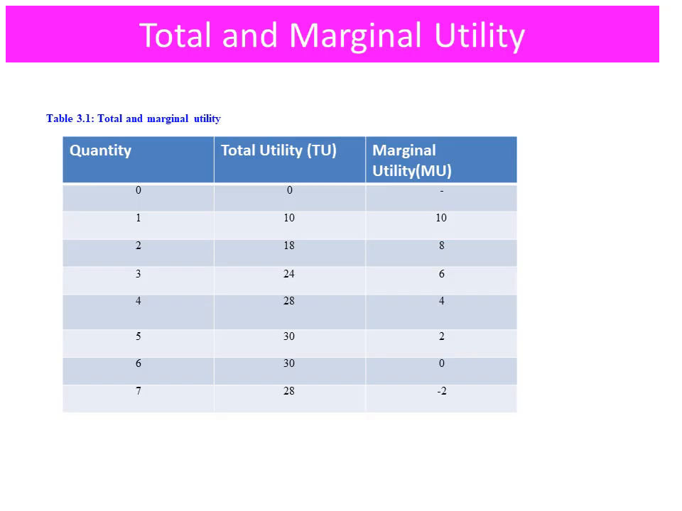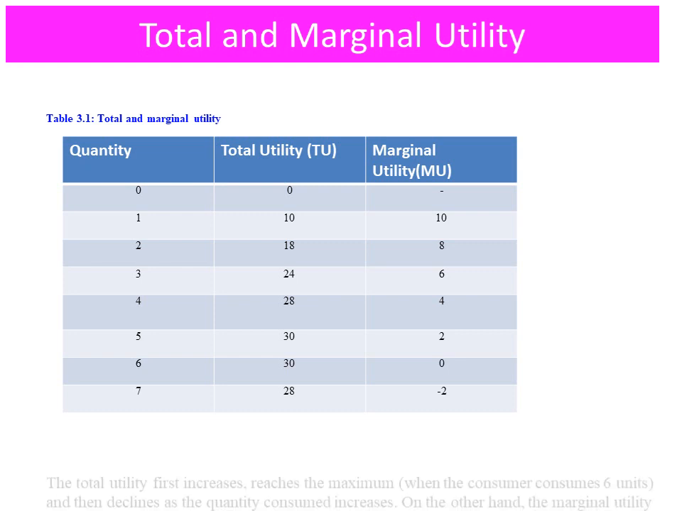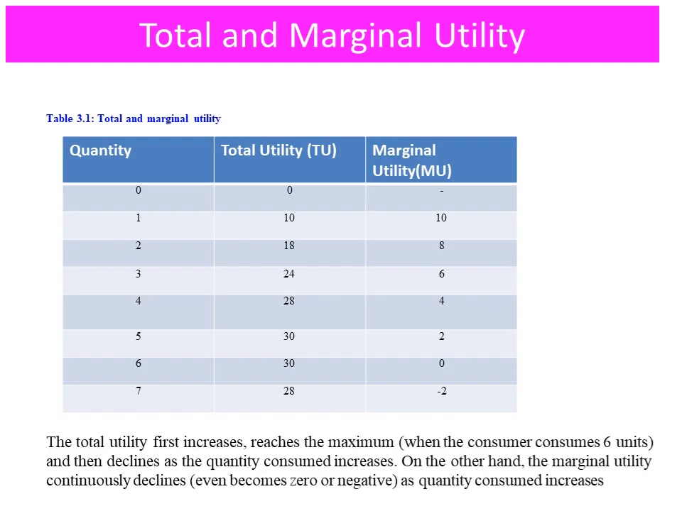We can see from our graph, easily we can understand it. I will give you an example of what negative means, what 0 means, and so on. The total utility first increases. It reaches the maximum when the consumer consumes 6 units, and then declines as the quantity consumed increases. When we increase our consumption, our utility is decreasing. On the other hand, the marginal utility continuously decreases, even becoming 0 or negative as quantity consumed increases.